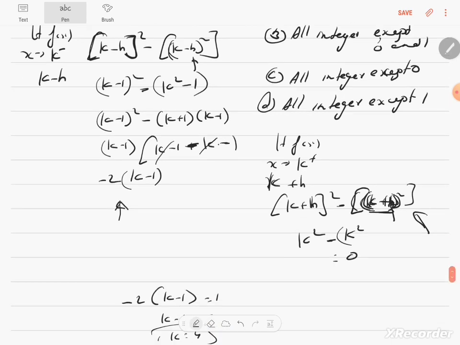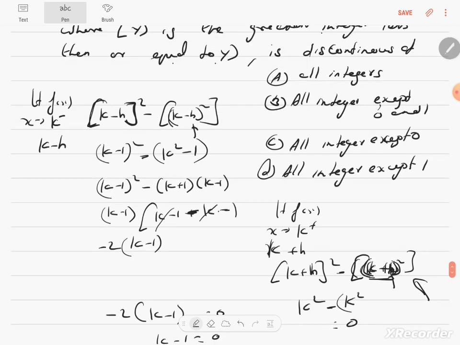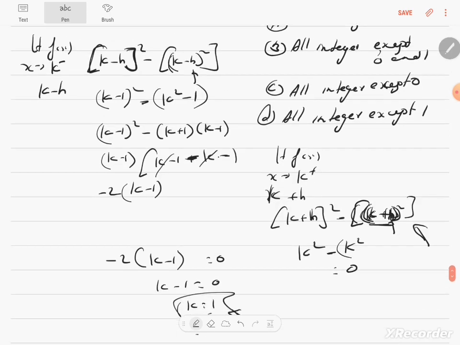So when I equate this left hand limit with right hand limit, I'll get minus 2 into k minus 1 is equal to 0. So k minus 1 is equal to 0, k is equal to 1. Thus k is equal to 1 is the only point where it's going to be continuous. Rest of the points are all going to be discontinuous. I made a mistake here.